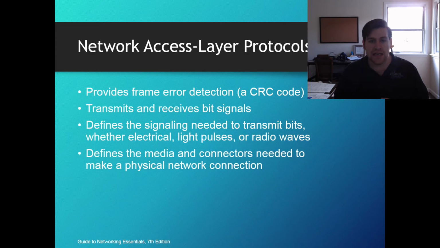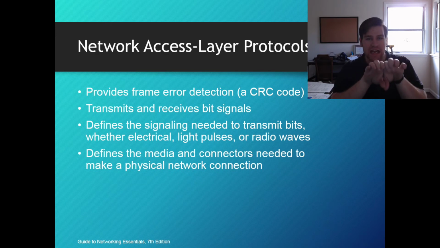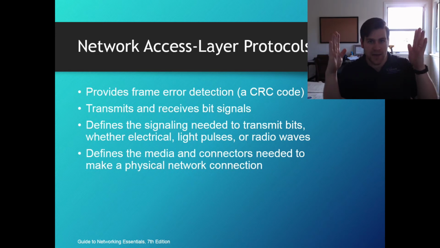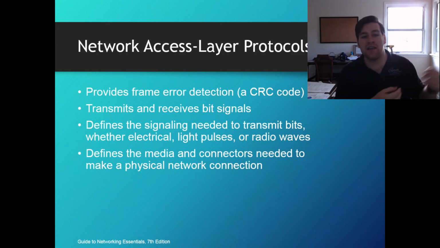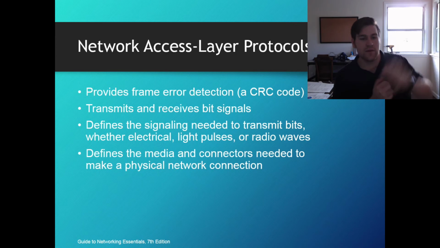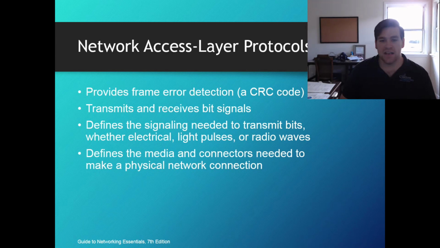They do provide very basic error correction for frames, and they transmit and receive bit signals and define the signals. This is all basic stuff happening at the network access layer. It's basically the last layer before data gets sent. A completed frame is what gets translated into ones and zeros and sent as electric signals, light pulses on a fiber optic medium, or radio waves on the airwaves. It also defines the media connectors.